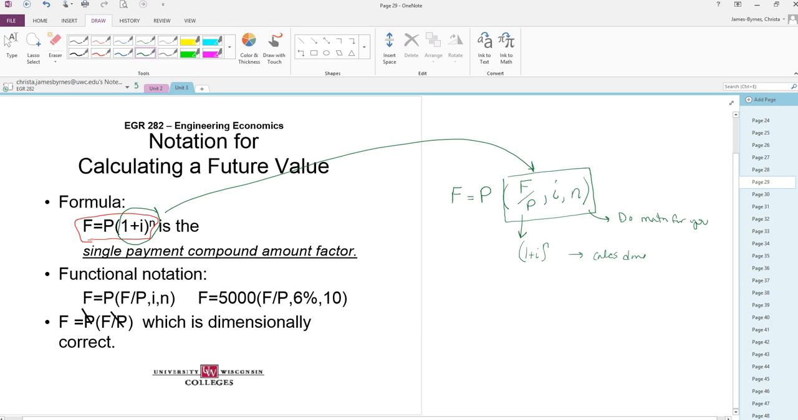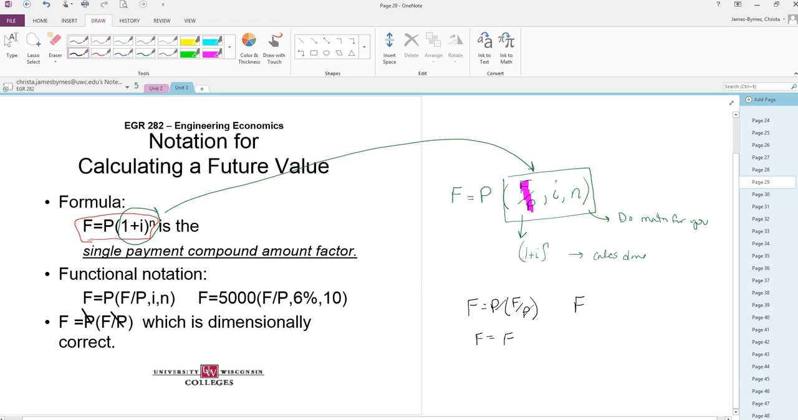You don't have to memorize equations or anything. A lot of people get all confused about how to remember this over this. Well, think of it as functional. It has to be functionally, dimensionally correct, right? F is equal to P times F over P. Well, that makes sense. The P's cancel if you multiplied, and you would have F equals F.